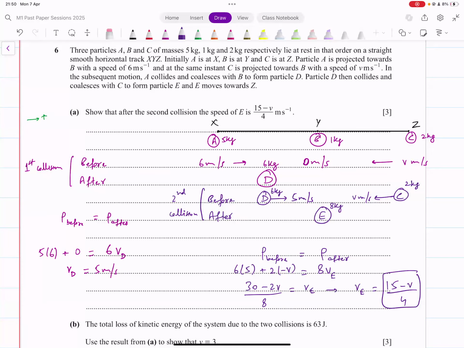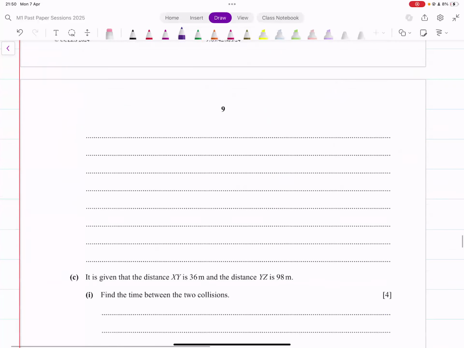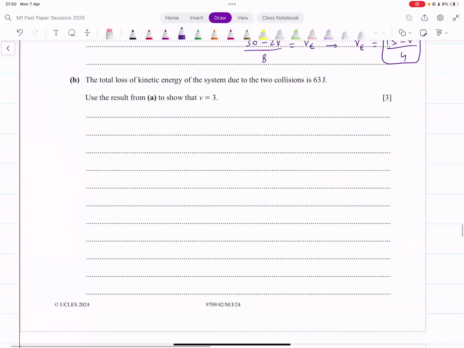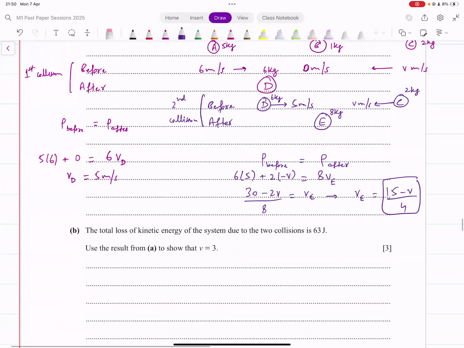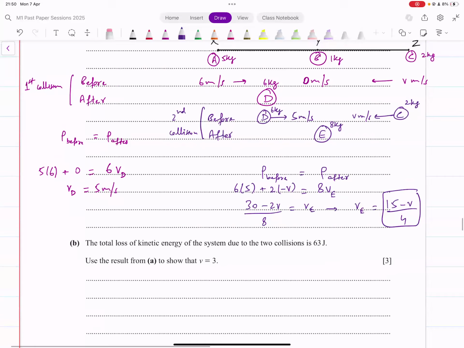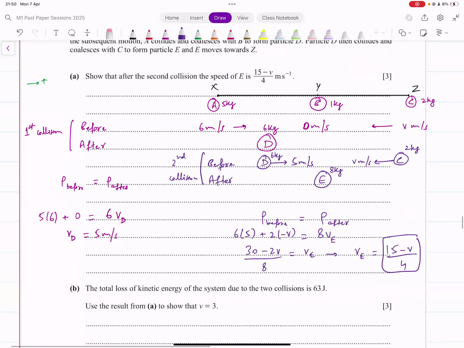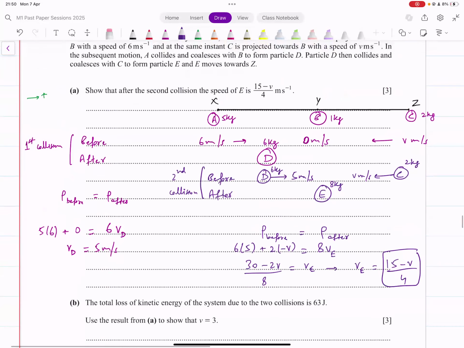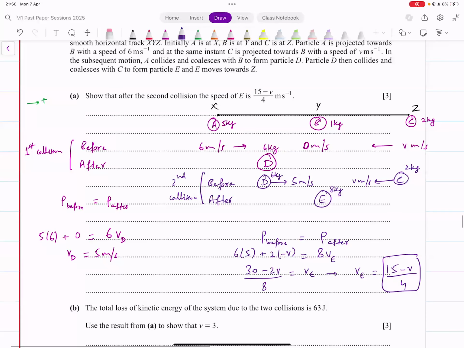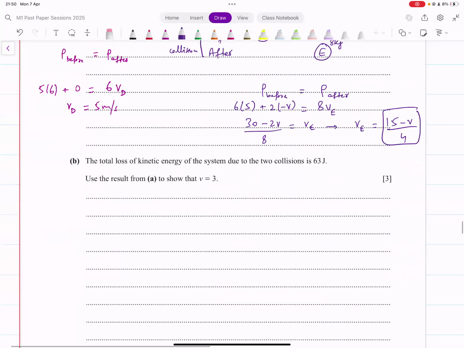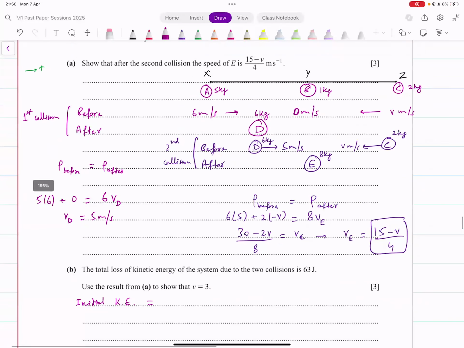All right, let's look at the next part now. Part B says, the total loss of kinetic energy of the system due to the two collisions is 63 joules. Use the result from A to show that V is equal to 3. Total loss in kinetic energy is given. Can we find the initial kinetic energy? What was the initial kinetic energy?